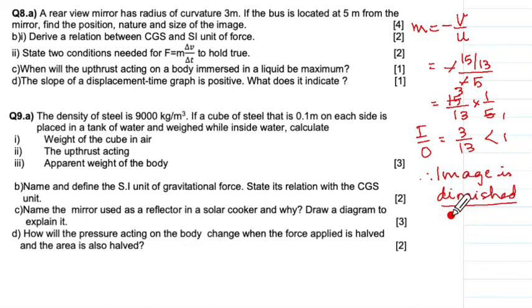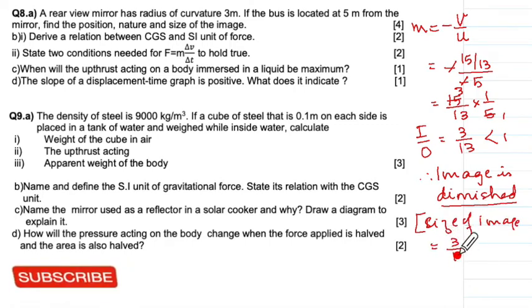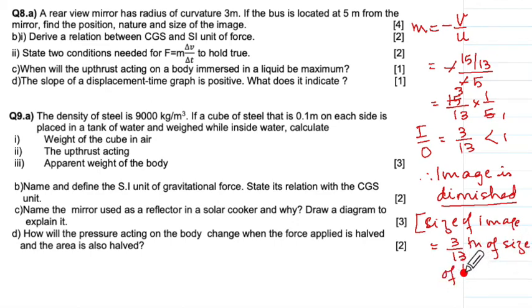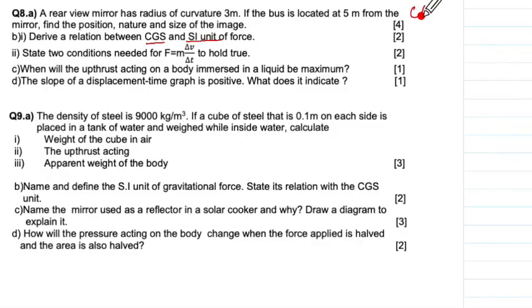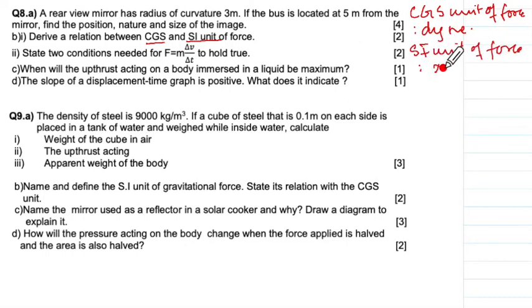And how much will it be? Size of image is going to be 3/13 of size of the bus. Okay. Now we come to 8b. Derive the relation between the CGS and the SI unit of force. Now CGS unit of force is going to be dyne, and the SI unit of force is Newton. All of you know that, correct?